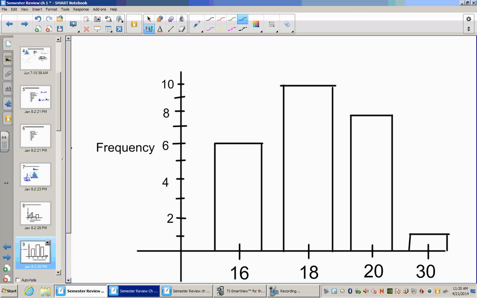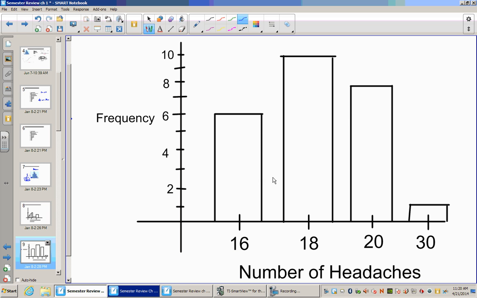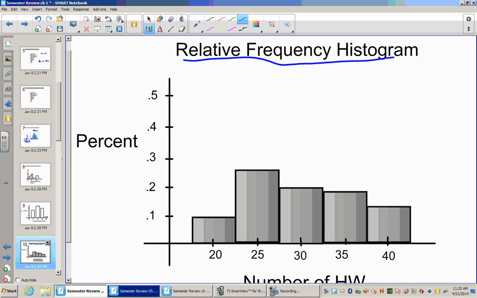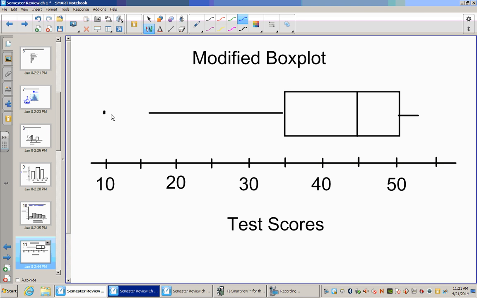This one is incorrect because there are gaps between the boxes. This would be a bar graph instead of a histogram. And again, like I said before, a relative frequency histogram uses percent rather than counts on the y-axis. A modified box plot is a box plot that, instead of going to the minimum or maximum, if there's an outlier, marks it with a dot. So when you look at the graph, right away you see that outliers are present. A regular box plot would draw this all the way down to that point.